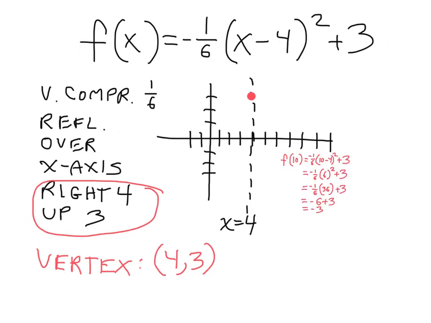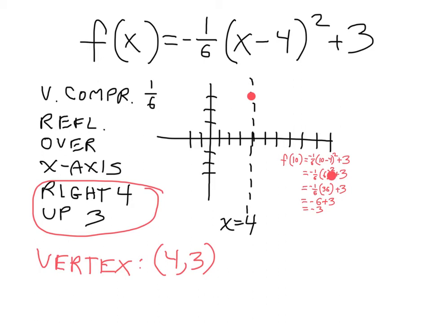By picking x equals 10 and substituting it for x in the function, after I work everything out, I get negative 3 as my y value. So I can plot a point there at 10, negative 3.